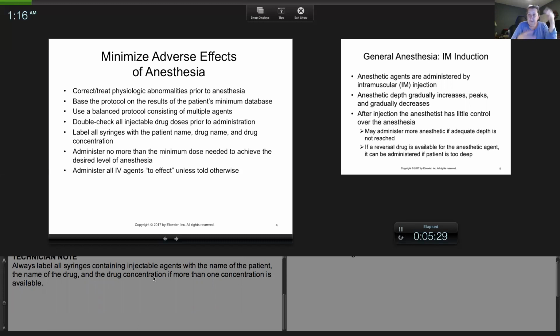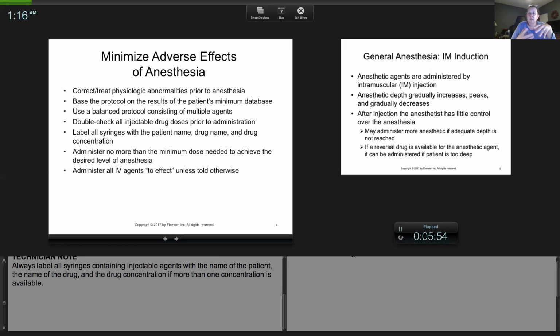Always base it on the database. And again, here is my soup analogy. Use a balanced protocol. It is always going to be much safer. There is a misnomer, a false thought, that using only one drug is safest for your patient.